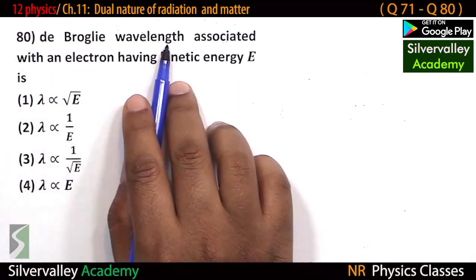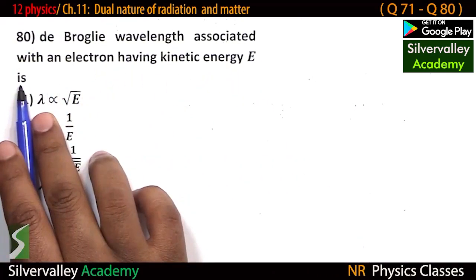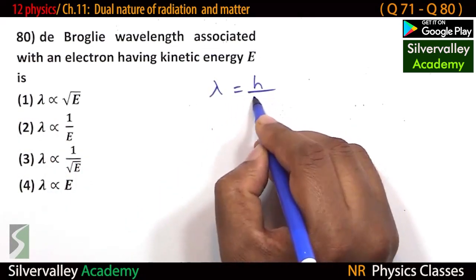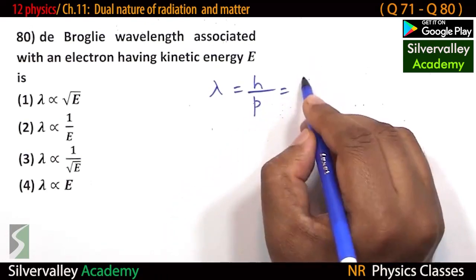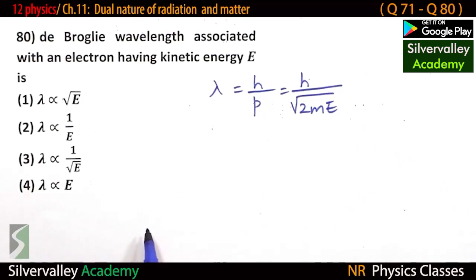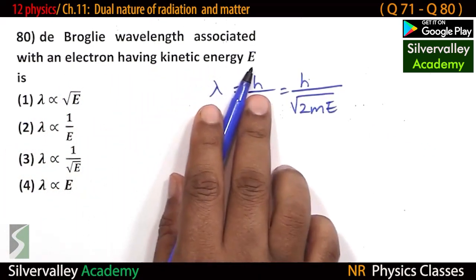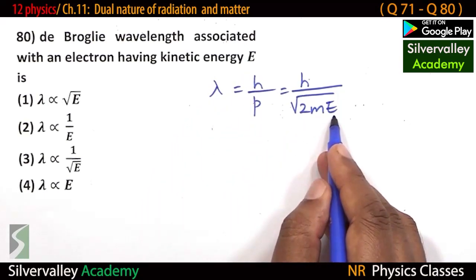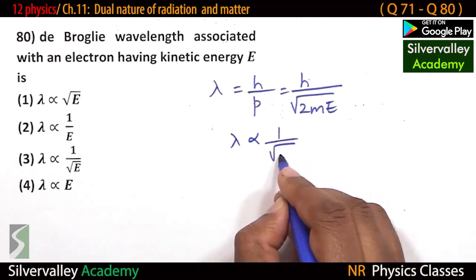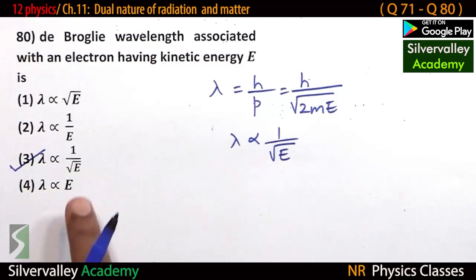The de Broglie wavelength associated with an electron having kinetic energy E is lambda equals h by p, in terms of momentum, h by root of 2mE. The de Broglie wavelength associated with an electron with kinetic energy E means this. So lambda is inversely proportional to root of kinetic energy, so 1 by root of E.